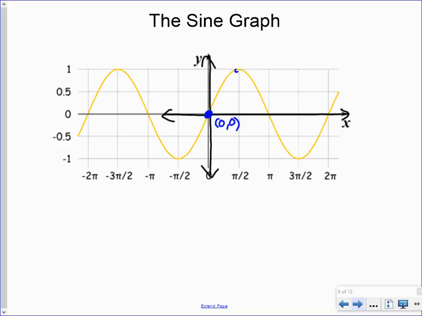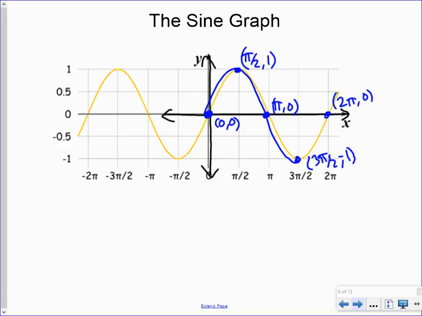The next point I would plot would be at pi over 2, comma 1. The next point after that will be at pi, 0. Then 3 pi over 2, comma negative 1, and then 2 pi, 0. And I would just draw one part of that curve.